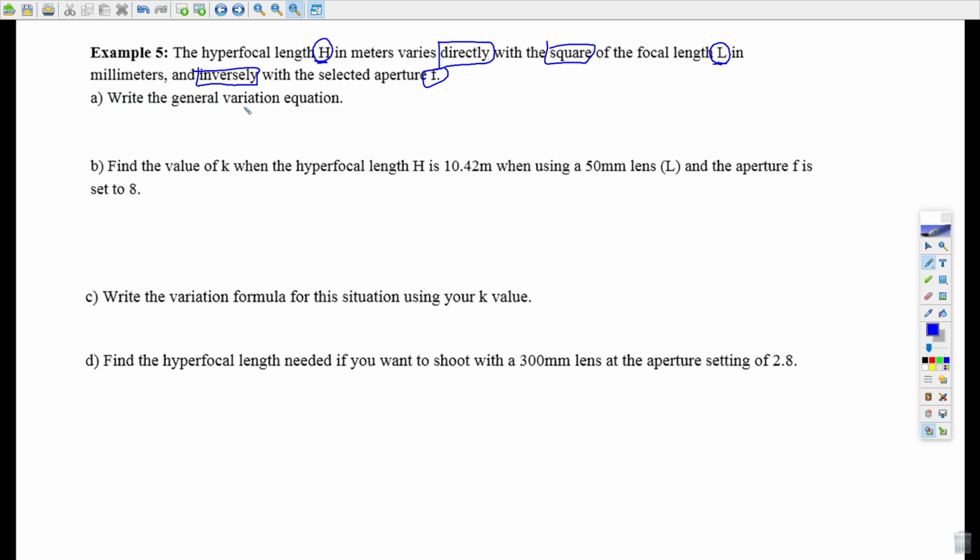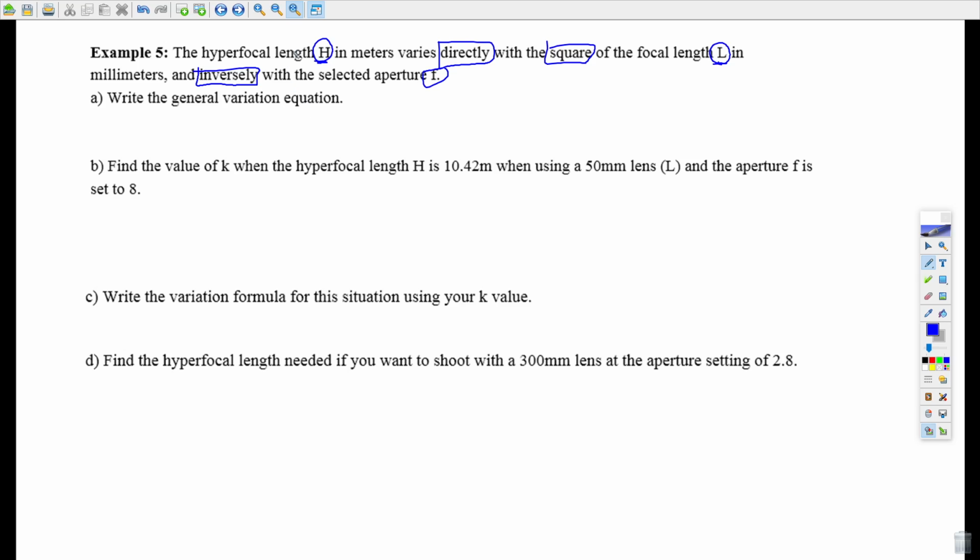All right, part A, write the general variation equation. All this stuff here is talking about the hyperfocal length and aperture. A lot of this is referencing a camera, like a professional camera, where you can change things like the aperture and the hyperfocal length. So as we read it, we write it.